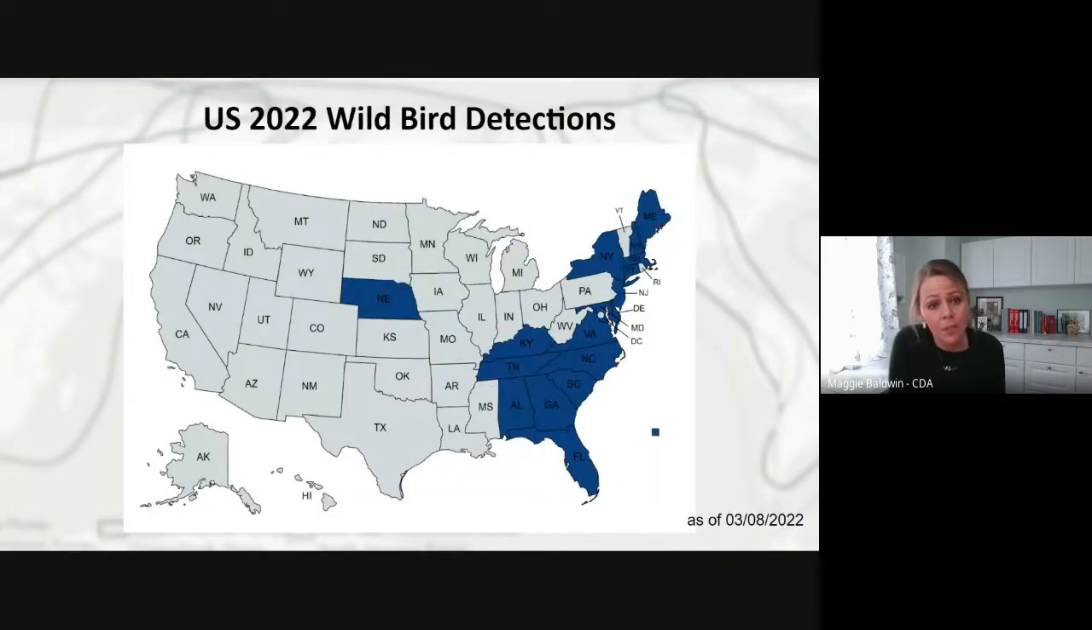And the 2022 wild bird detections had mostly been in eastern states, but we got a notice yesterday from the Nebraska State Veterinarian that they did have a detection in a wild bird, and that press release went out, I believe, late yesterday afternoon. So that was, like I said, updated. I just updated that today after we received that press release.